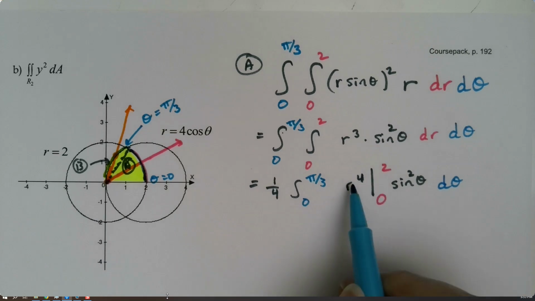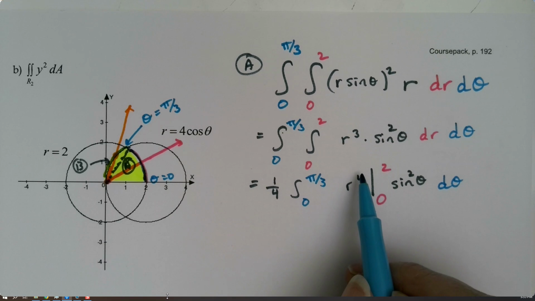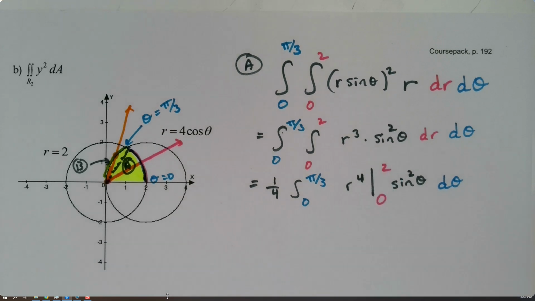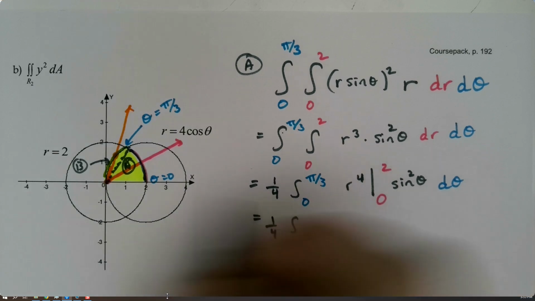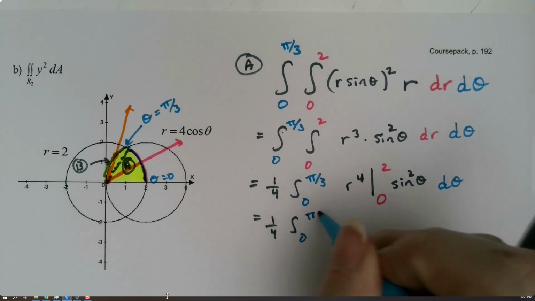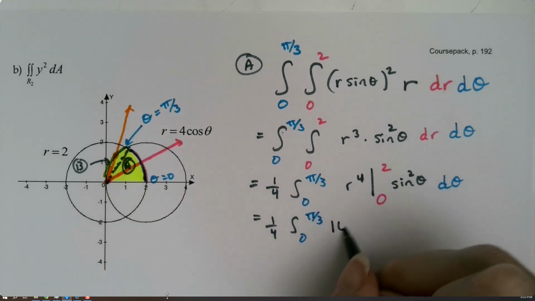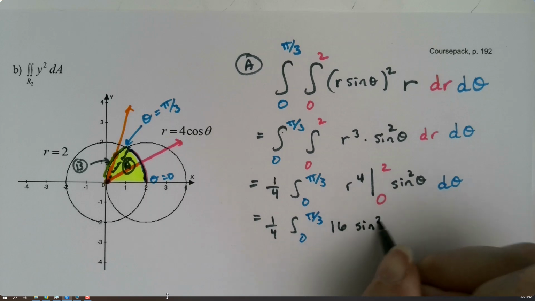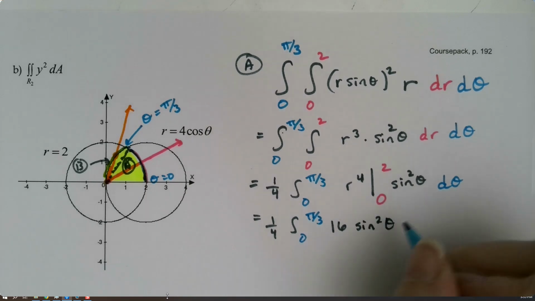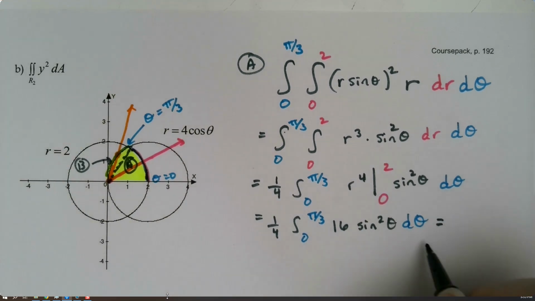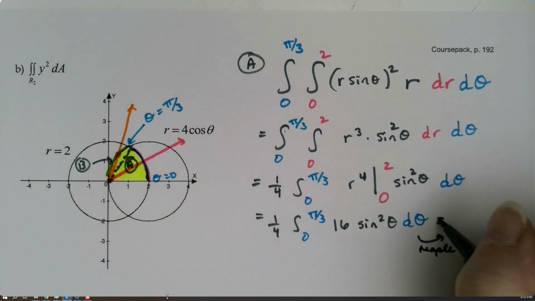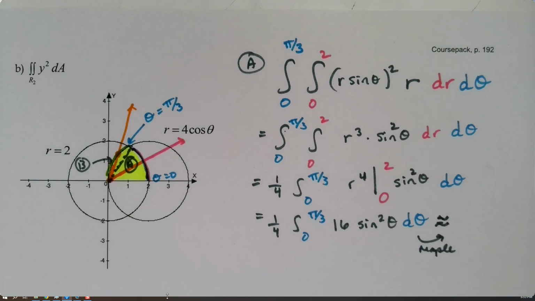So then I would put 2 into this, and I put 0 in. 2 in makes 16. So this is really 1/4 integral from 0 to pi over 3 of 16 sine squared theta d theta. And of course we make Maple do that because reasons. Maple. And we get, oh, and it'll be an approximation. This isn't going to be anything nice.